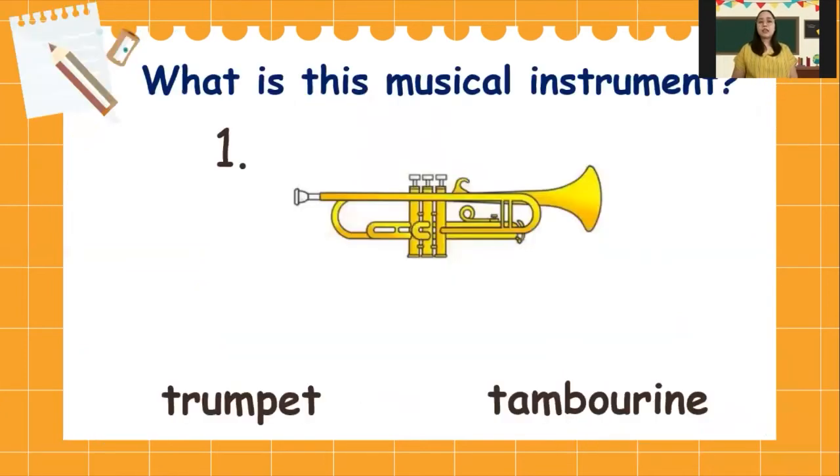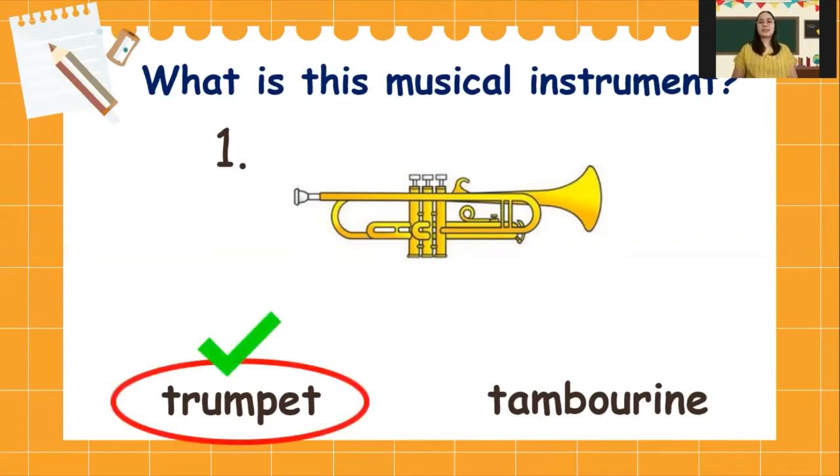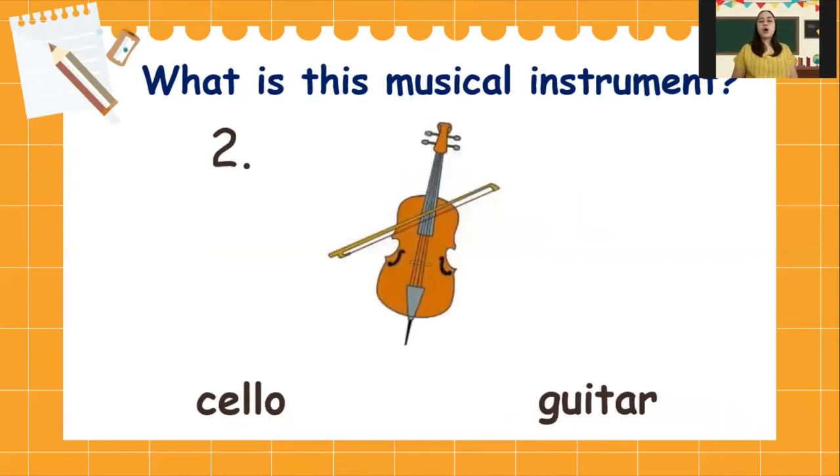For our quiz today, we're going to find the answer to this question: what is this musical instrument? Okay, number one, is it trumpet or tambourine? Trumpet, tambourine. The answer is trumpet. Number two, what is this musical instrument? Cello, guitar.